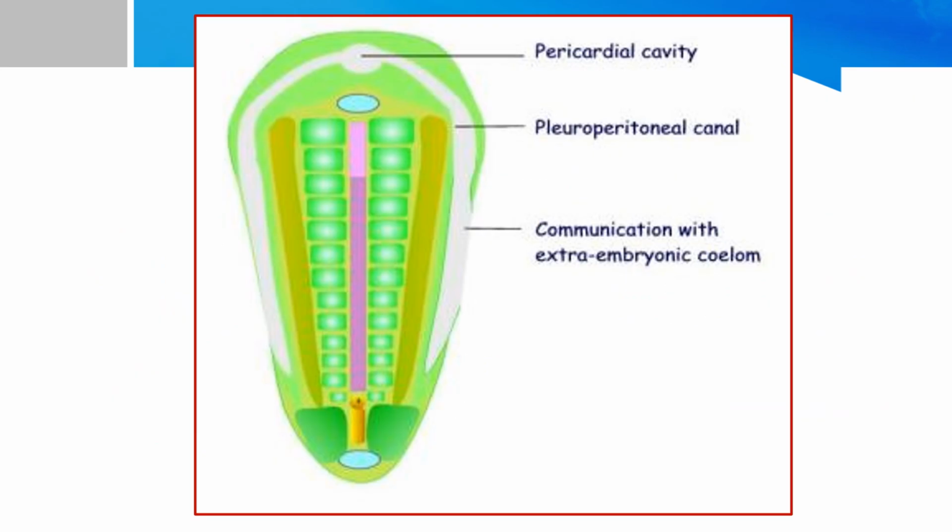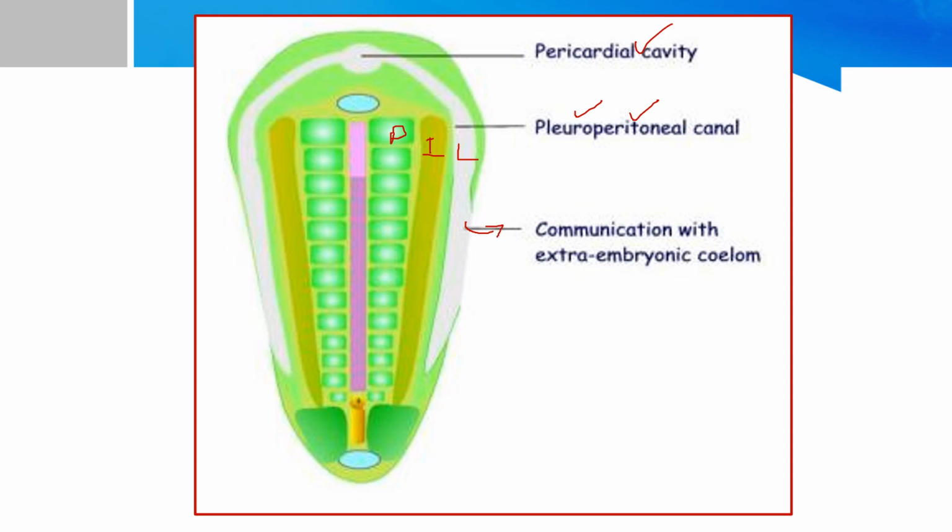So this picture shows the formation of the somites. This is the paraxial mesoderm which has given rise to the somites. This is the intermediate mesoderm. This is the lateral plate mesoderm which has formed the intraembryonic coelom, which in the future will give rise to the pericardial cavity, the pleural cavities, and the peritoneal cavity. This is the communication with the extraembryonic coelom.